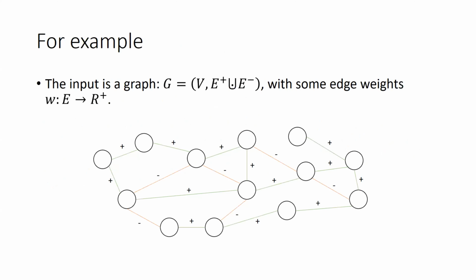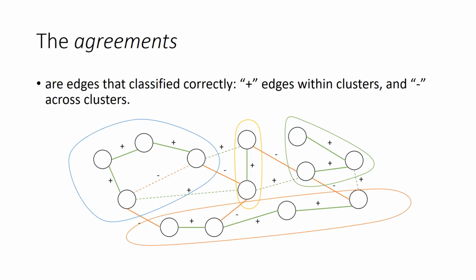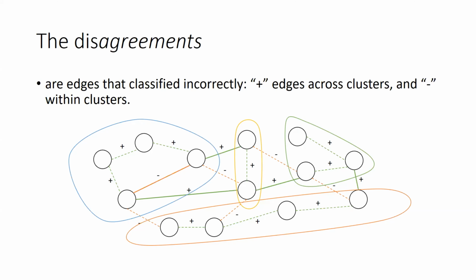Let's see an example. Here we have a graph where the edges are labeled by a plus sign or a minus sign, and maybe we also have a weight function for the edges. Here is a clustering of the graph. We have 4 clusters, and some of the plus edges reside within the cluster. Some of the plus edges cross between clusters, and so for the minus edges. Now we can ask how good a clustering is. How can we measure that? The first thing we can measure are the agreements. These are edges that are classified correctly. For example, the plus edges that reside within clusters and minus edges that cross between clusters. Here you can see in bold the edges that are in agreement. The rest of the edges are classified incorrectly, and they're called the disagreements.